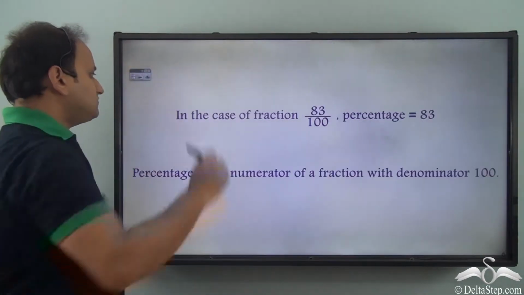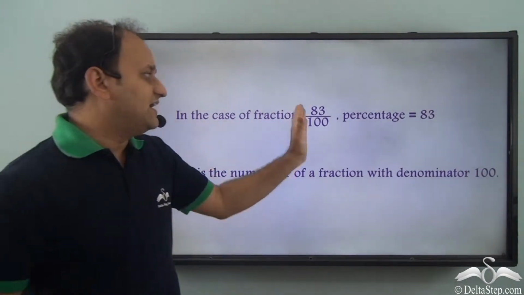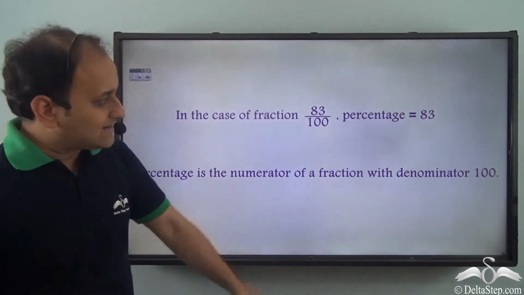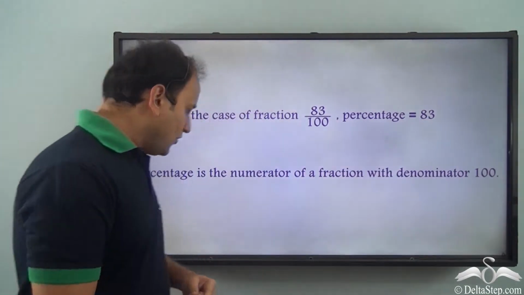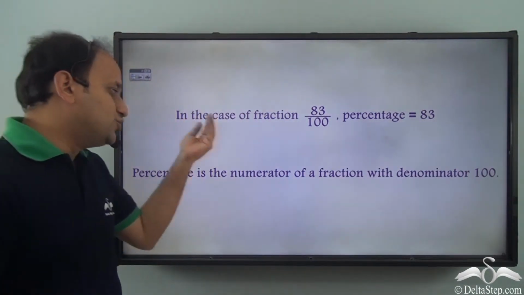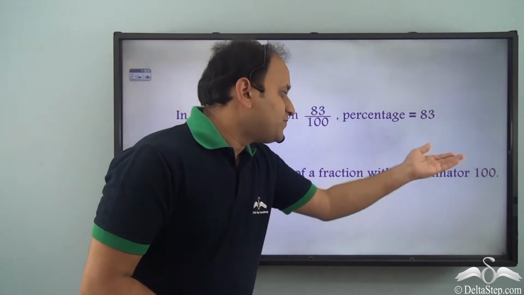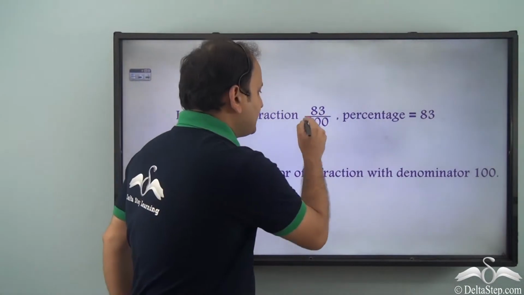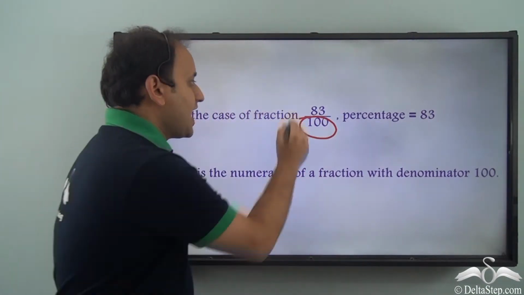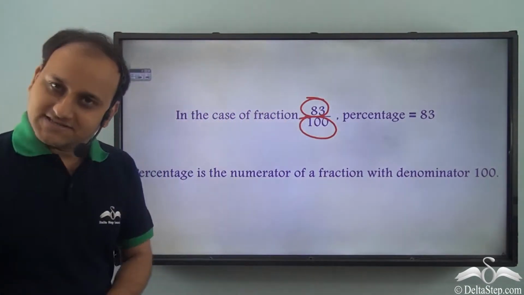Now, in the case of fraction 83 by 100, we know that the percentage is 83. Why do I say so? Because percentage is the numerator of a fraction with denominator 100. So here denominator is 100, so percentage is 83%.